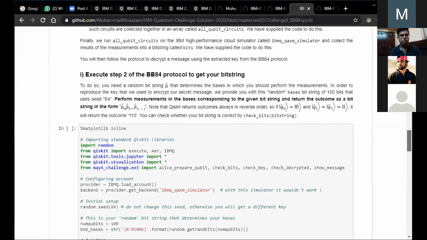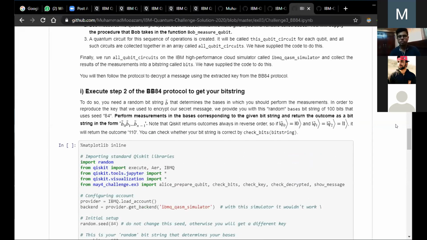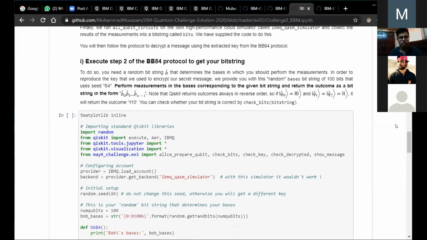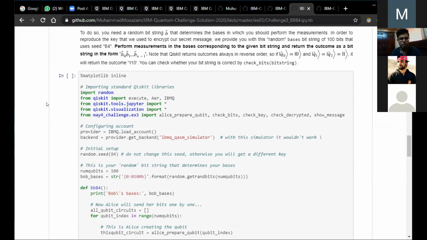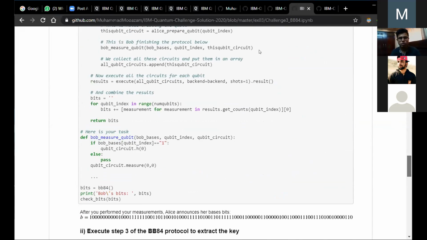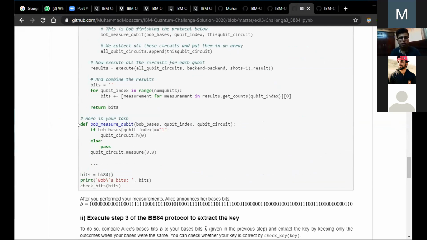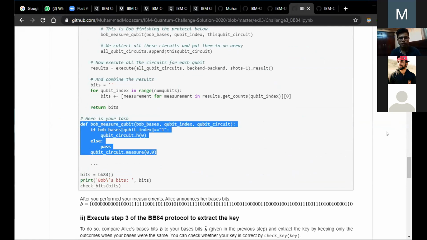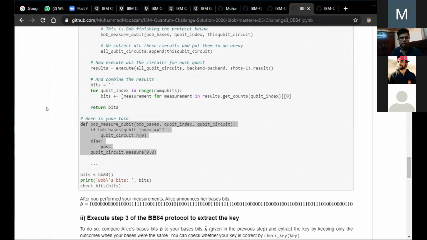Now in the first cell, we are gonna measure the Bob bits. How are we gonna do it? All the import commands and all these commands are pre-written by IBM. We don't want to edit them, and we can't. So what we did here is this def. We edited just this def function.